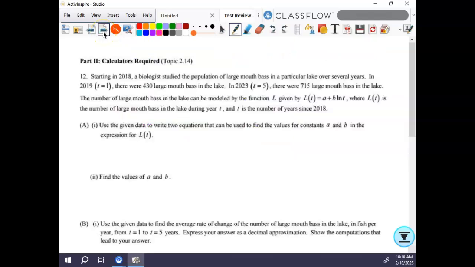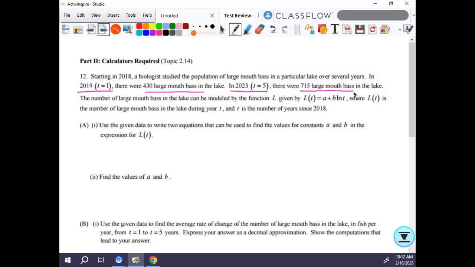All right. Calculator required here. All right, here we go. Starting in 2018, a biologist studied a population of largemouth bass in a particular lake over several years. In 2019, t equals 1, there were 430 largemouth bass in the lake. In 2023, t equals 5, there were 715 largemouth bass in the lake.